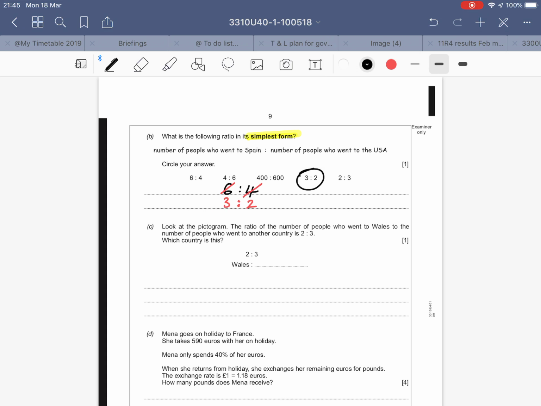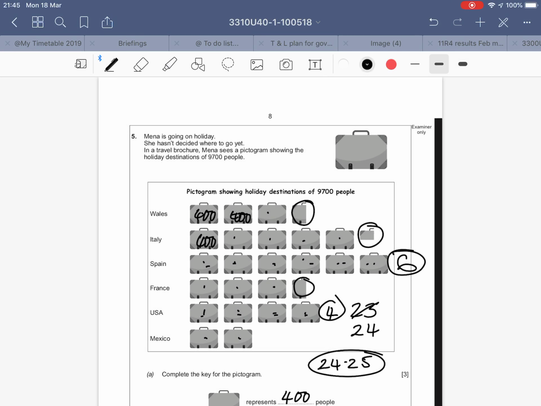Part C. Look at the pictogram. The ratio of the number of people who went to Wales to the number of people who went to another country is 2 to 3. Which country is this? 2 to Wales, and 3 to the other country. So these cases here represent 2 portions of my sharing. So those cases there represent the 2 for Wales and 3 for another country. So 1, 2, 3 and a half.